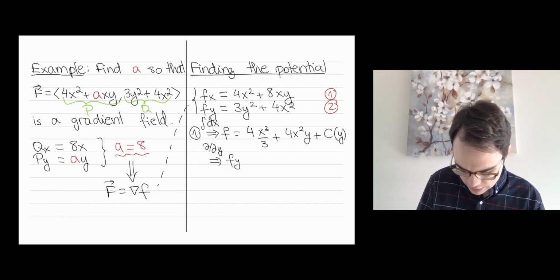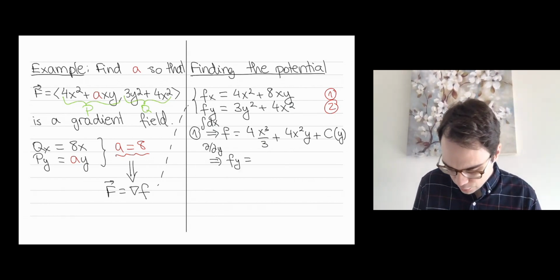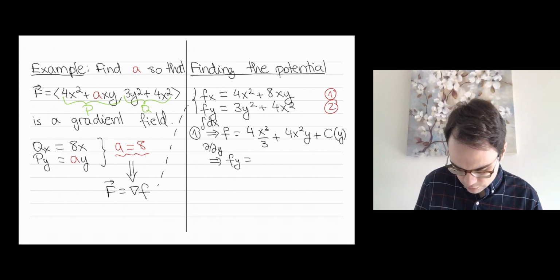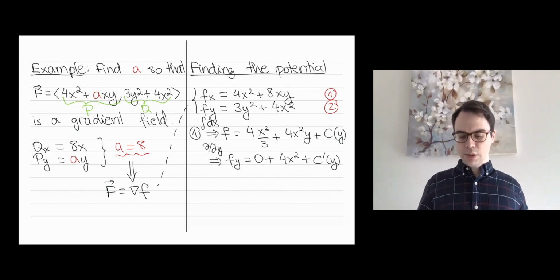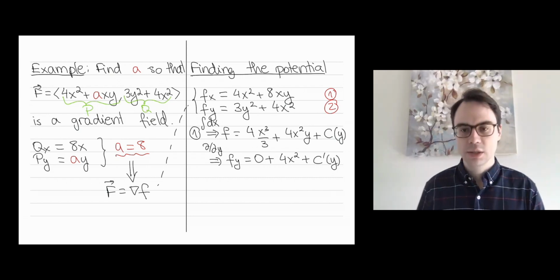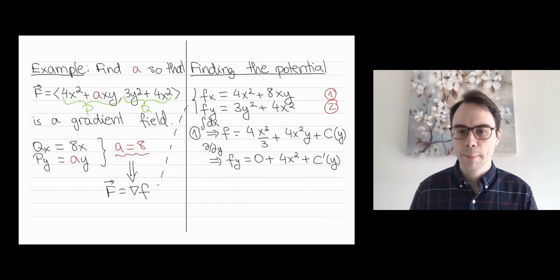This is going to tell me that the y partial of f is equal to, so the first part gives me nothing, so 0. And then the y partial of the second term is 4x squared, and the y partial of the third term is just c prime of y, the derivative of c with respect to y.